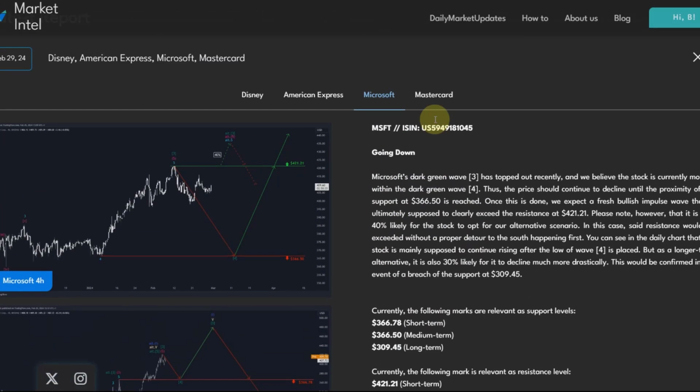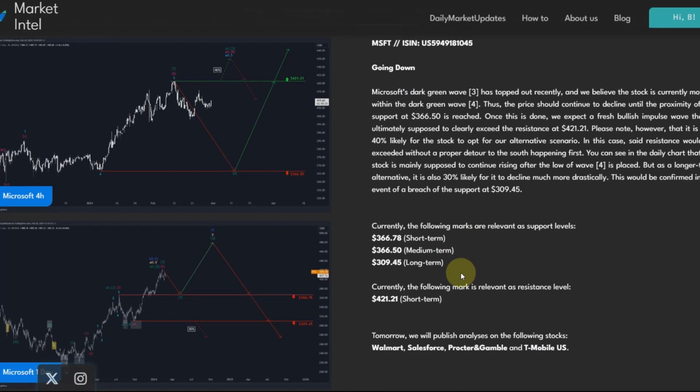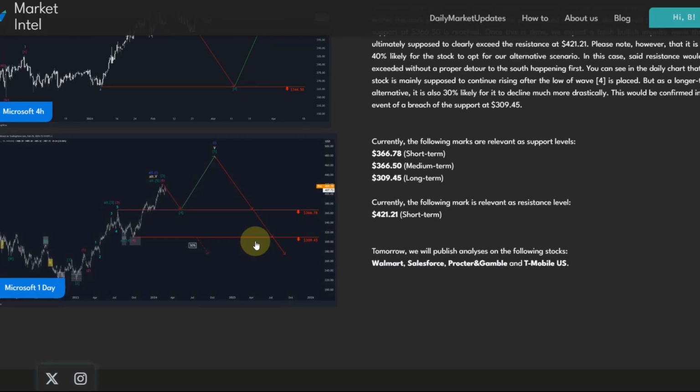And as someone who registered here on the website, you get access to these written updates as well as relevant support and resistance levels, which we can see here. The following levels are relevant as support at the moment: $366.78, $366.50 and $309.45. They are short-term, medium-term, long-term. And we have the following relevant resistance levels: $421.21.